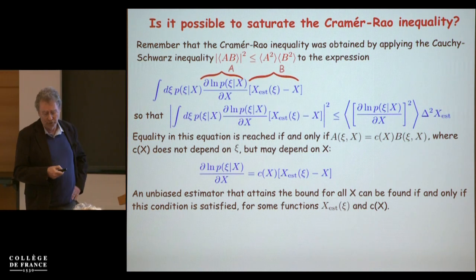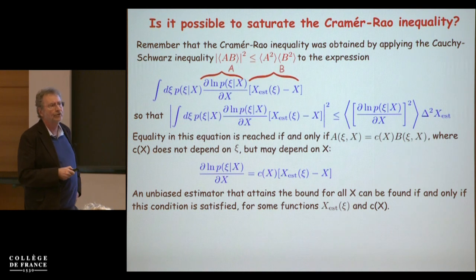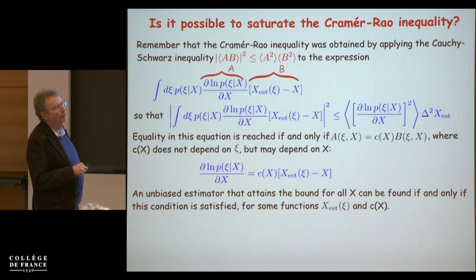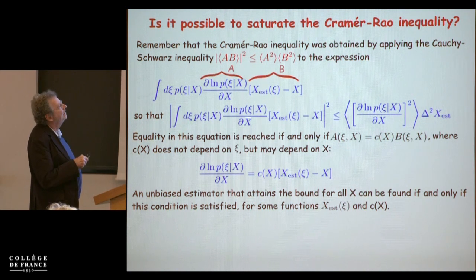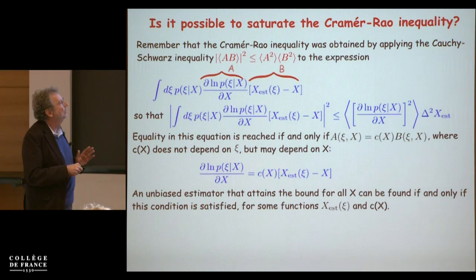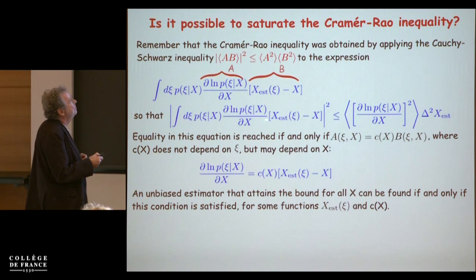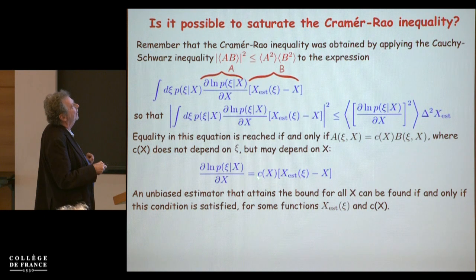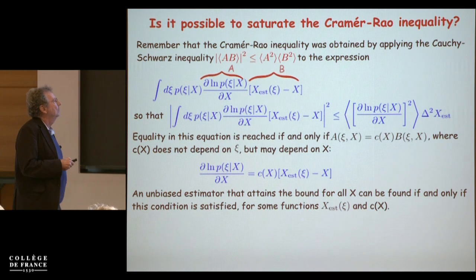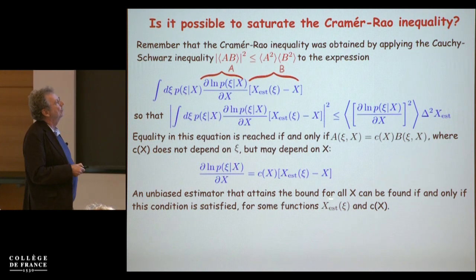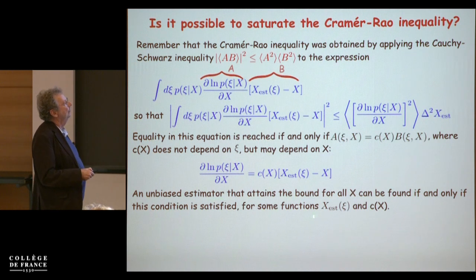Now, for the Cauchy-Schwarz inequality, we know that this inequality can be transformed into an equality if A is proportional to B. Now, since the integration is with respect to psi, the proportionality constant should not depend on psi, but it might depend on x, which is not integrated. So that's the condition for saturating, and this means that this factor here, A, is proportional to this factor here, so that's the condition for saturating the Cramér-Rao relation. Now, one may say that an unbiased estimator that attains the bound for all x can be found if and only if this condition is satisfied for some functions x estimated that depends on psi and c of x. So that's a condition.